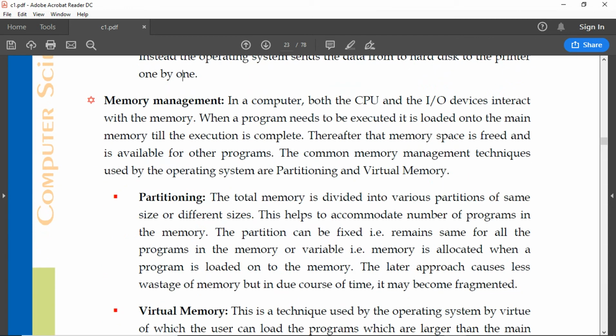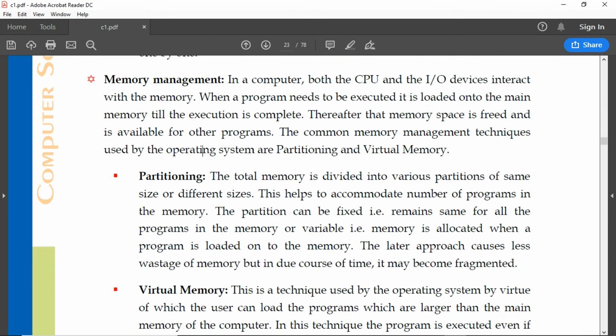In a computer, both the CPU and the I/O devices interact with the memory. When a program needs to be executed, it is loaded onto the main memory till the execution is complete. Thereafter that memory space is freed and is available for other programs. The common memory management techniques used by the operating system are partitioning and virtual memory.